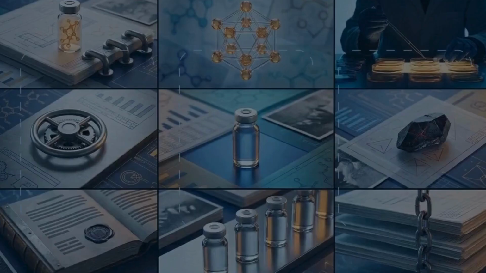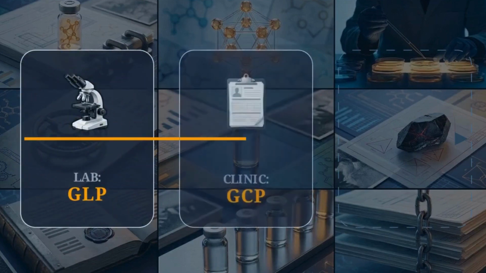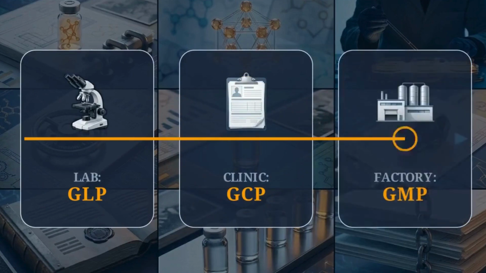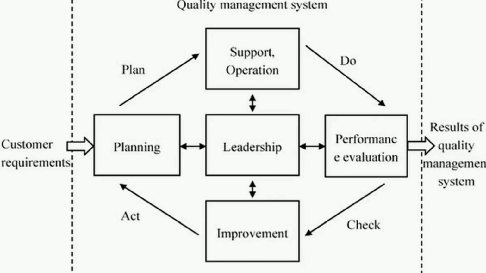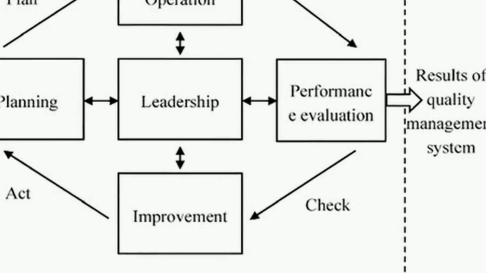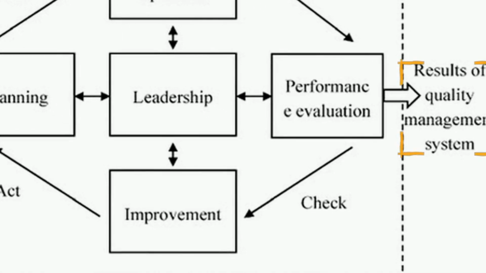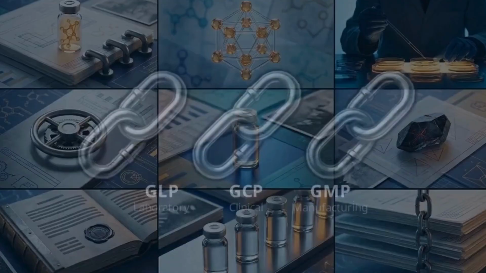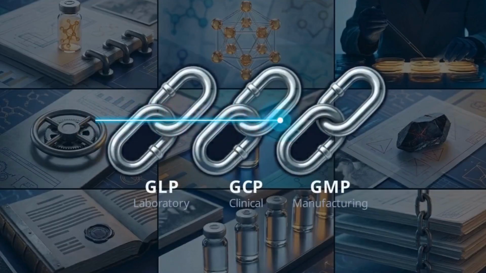We can view these three phases as a geographic map of drug development. GLP governs the laboratory, GCP governs the clinic, and GMP governs the factory. These systems connect through a unified quality management system. This flowchart shows the cycle of planning, evaluation, and improvement linking them. Results feed forward. Lab safety data informs clinical trial design, which sets factory quality standards. This creates a continuous chain of documentation and verification.